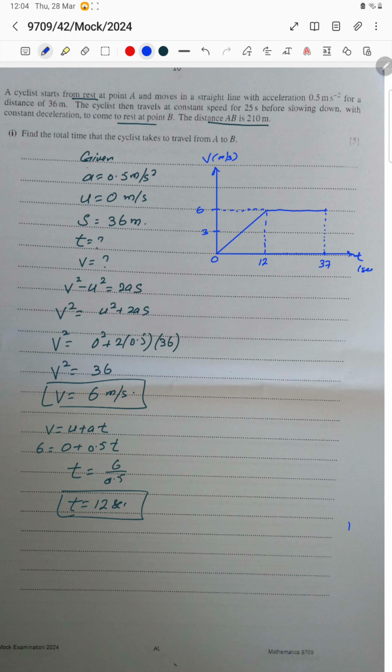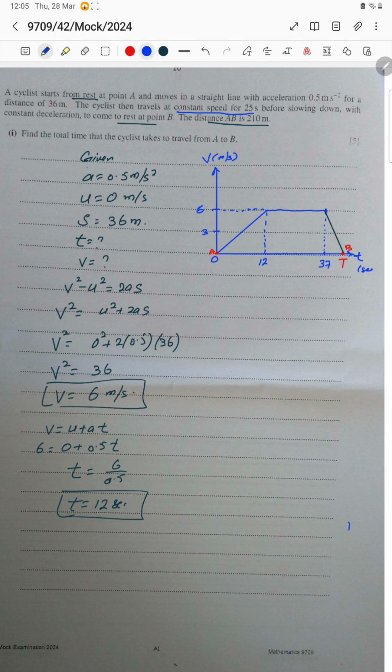at 37 seconds. It will move with the same constant speed as given before slowing down with constant deceleration, and comes to rest at B. So suppose this is point A, the starting point, and ending point, we suppose this is B. We don't know what time it will reach B, but it will decelerate down here, right? And it is also given the total distance AB is 210. We will use it.